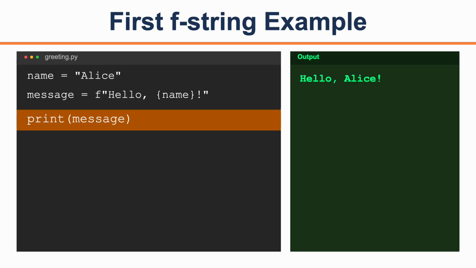The third line passes the message variable to the print function. Python evaluates the f-string at this point. It finds the placeholder, looks up the value of name, and inserts it into the string. The output shows the final result.